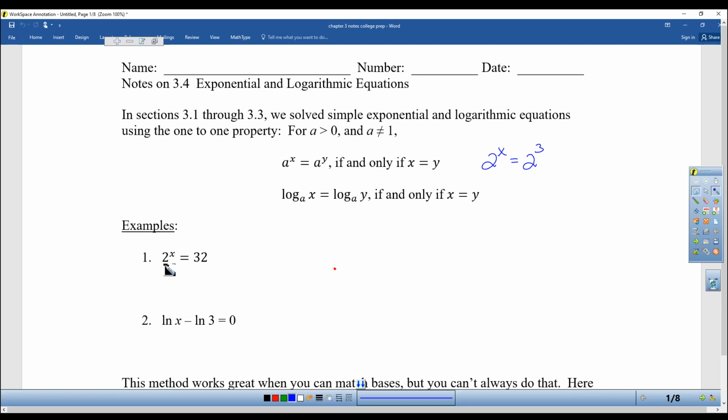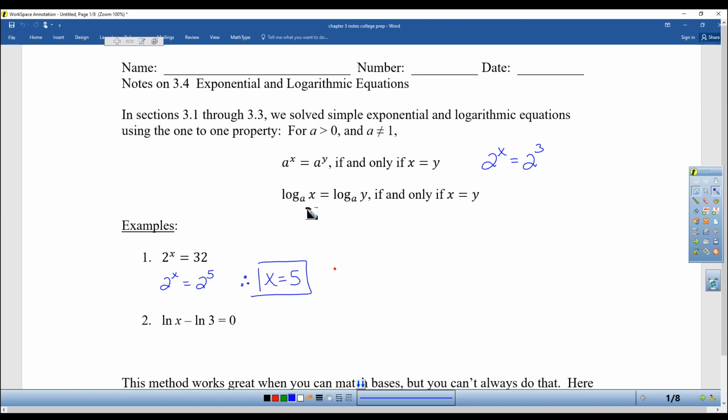So we can use that to solve an equation like this. We have 2 to the x. If we can figure out that 32 is 2 to the something, then we'll know what x is. And sure enough, 32 is 2 to the 5th. Therefore, remember this is our little notation for therefore, x is equal to 5.